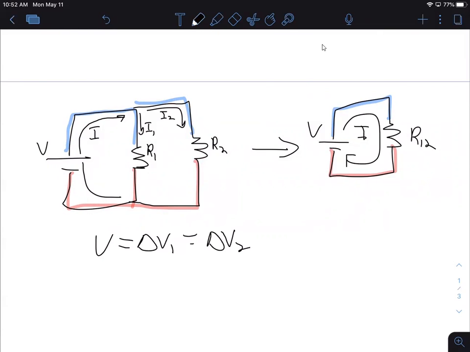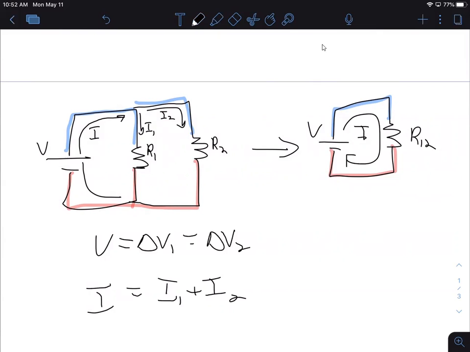All right, what else do we know? Well, conservation of charge says the total I in has to be equal to the total I out. So I has to be I1 plus I2. So this I splits into these two, then they come back together. They have to add back up to I.